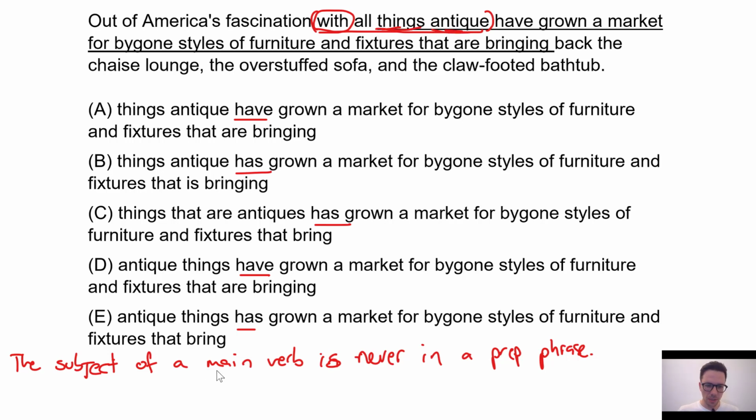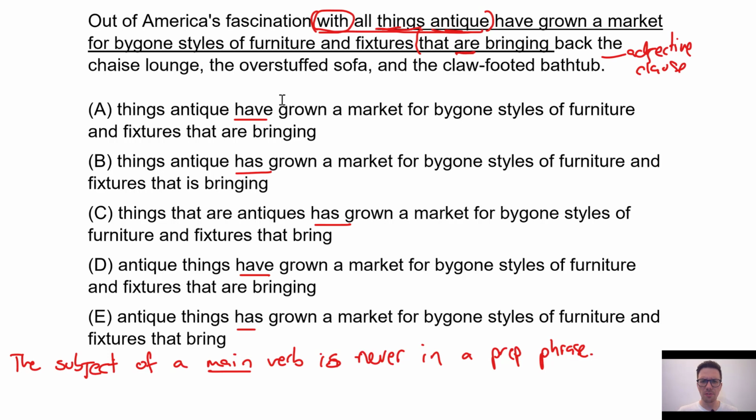Now, some people get confused by this idea of main verb. Well, what's a main verb? A main verb is a verb that's part of a main clause. The easiest way to understand that is to put it against something that's not a main verb. So if we look at this verb down here, are, the verb here, are, is not part of the main clause because this clause, that are bringing back, etc., that's not a main clause. This is telling us about something else in the sentence. We can call this an adjective clause.